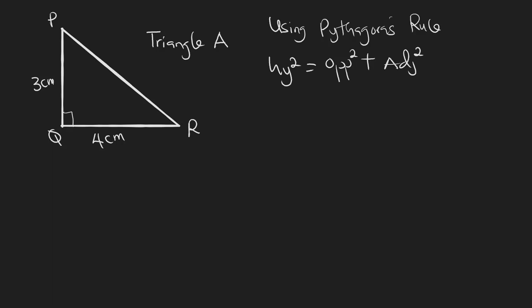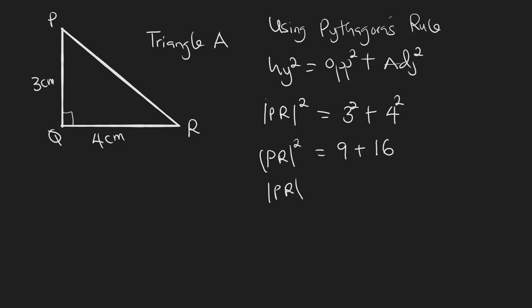So now, what is our hypotenuse? Our hypotenuse in this case is line PR. Remember that there is square. So PR square is equal to, what is our opposite? Our opposite in this case is 3 centimeters. So we say 3 square plus adjacent is 4 centimeters, so 4 square. So line PR square is equal to 3 square is 9 plus 4 square is 16, right? So then we have line PR square is equal to 9 plus 16 is 25.